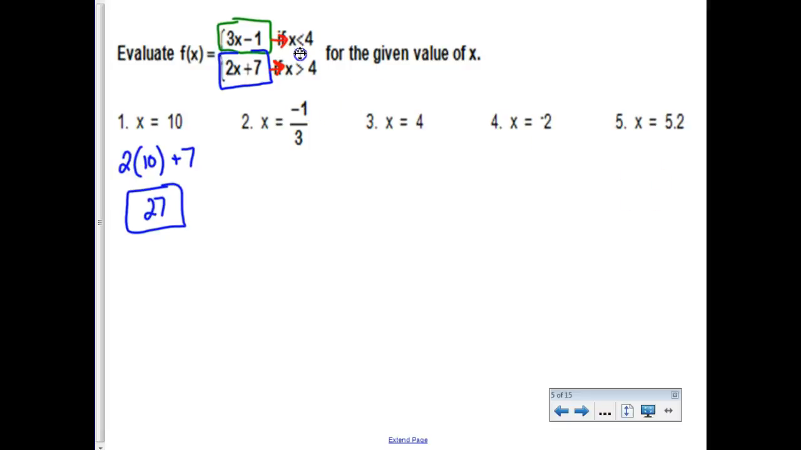Yeah, negative 1/3 is less than 4. So using my top function, but this time I'm going to plug in a negative 1/3. You see the reason for the colors now?